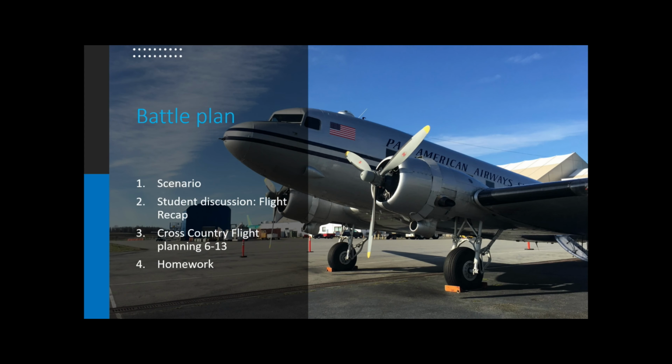Here's the battle plan. We'll start with a scenario. You have the opportunity for a flight recap. We'll get into cross-country flight planning, and then we'll do a quiz and assign some homework. So here's a scenario. Watch it, and then think about what you would do in this situation, and I'll talk about it towards the end.